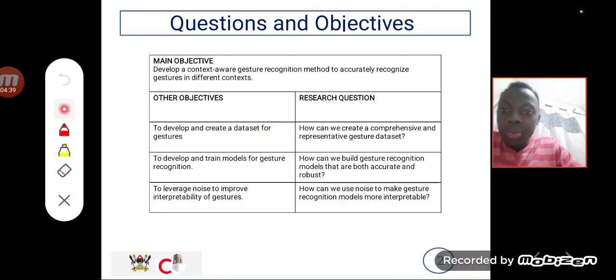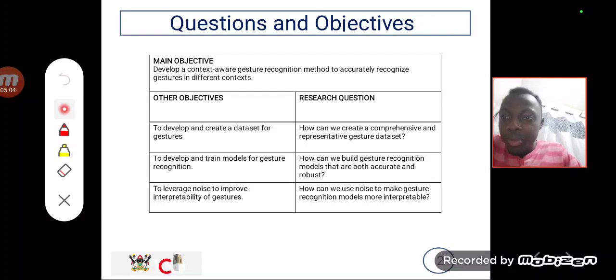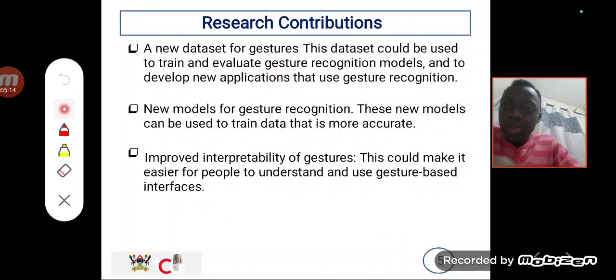Another question was how can we build gesture recognition models that are both accurate and robust. The objective for that one was to develop and train models for gesture recognition. The last question we had is how can we use the noise to make gesture recognition models more interpretable. The objective we have is to leverage that noise to improve interpretability of gestures.